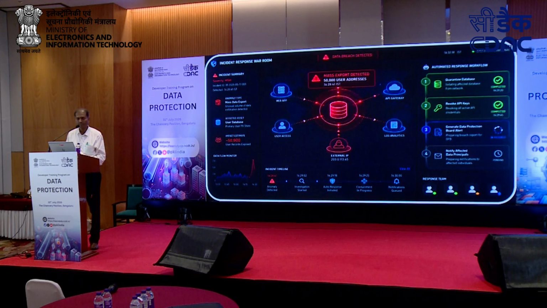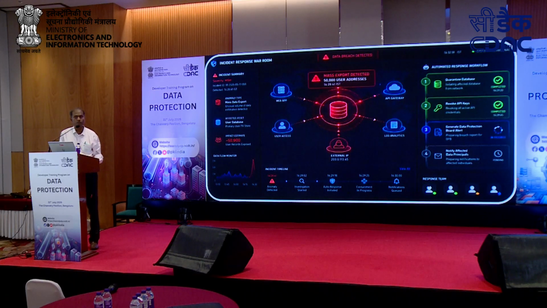You probably also need an incident response war room, a SOC kind of setup, which will keep on monitoring the data being sent out from your organization. Let us say in this example, your system is communicating to external IPs, log analytics, API gateways, web application user access, and suddenly you see a surge in the amount of data, especially PII data such as user addresses going out. Then your system should automatically alert. Basically, your SIEM or SOAR or whatever solution should be configured to trigger these kinds of alerts. So that is important.